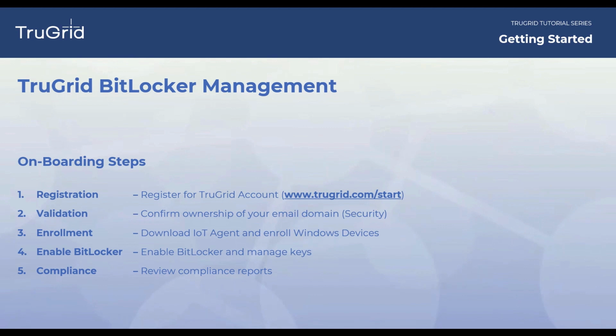In step 3, you will enroll Windows devices by installing the TruGrid IoT agent on them. For large environments, the agent can be rolled out silently via command line or Active Directory and other software rollout tools. In step 4, you will remotely enable BitLocker on enrolled devices from the TruGrid dashboard, capture and manage BitLocker keys.